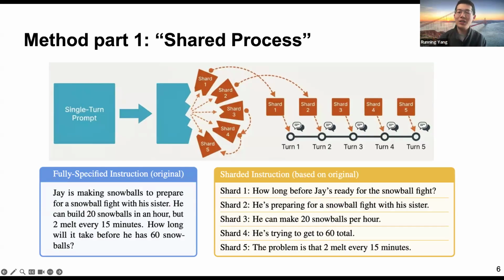So let me explain the core idea of their method, which is also very simple. They call it sharded process. Usually we have a single-turn prompt during the benchmark, but what they did is break it into sharded pieces and gradually feed them to language models one by one. We can see an example: there is a fully specified instruction, which is very usual. But what they did is break it into shards, and then apply it in the multi-turn setting.